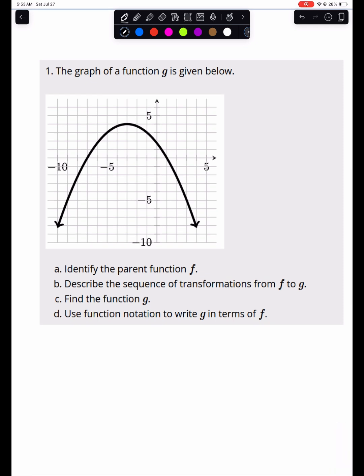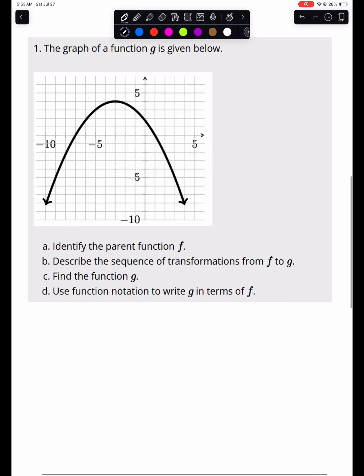All right. So for the next question, we'll be looking at this graph, and we need to identify the parent function. We need to describe a sequence of transformations from f to g, so from the parent function to the graph. Find what g is, and then use function notation to write g in terms of f.